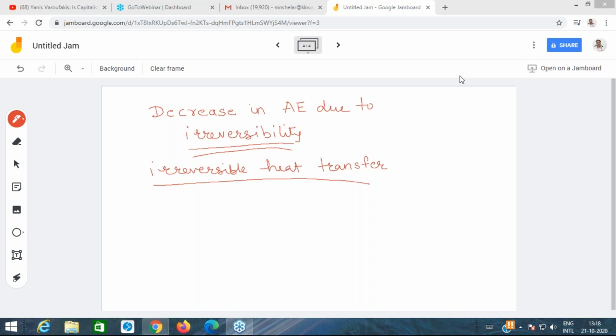Okay, Gunjan is saying temperature difference between source and sink. No, no, Gunjan, that is incorrect. It is not the temperature difference between source and sink. Between the two interacting bodies, right? Correct. Gargi is right.